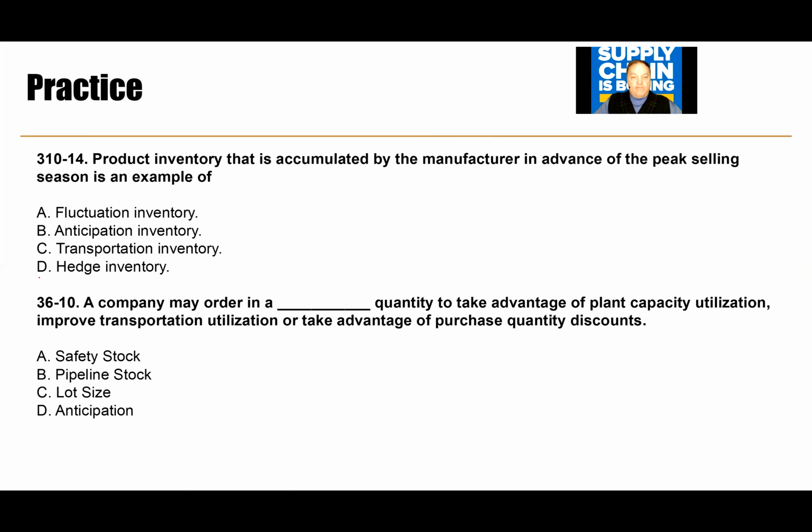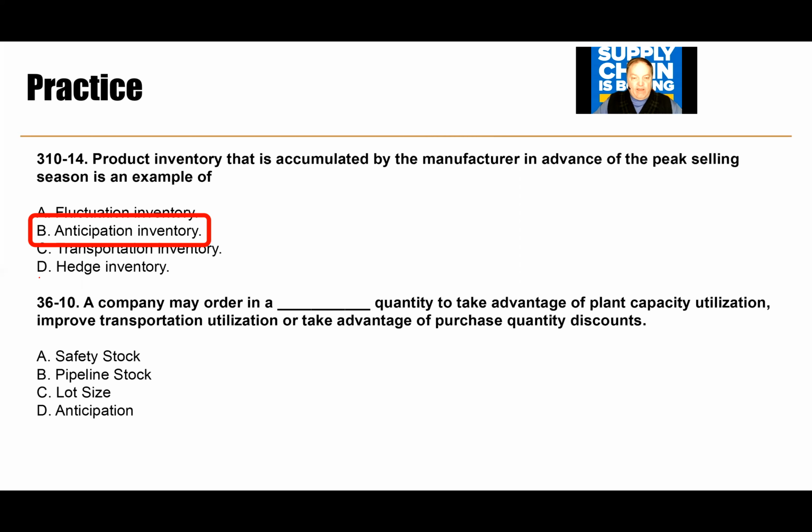310.14. Product inventory that is accumulated by the manufacturer in advance of the peak selling season is an example of fluctuation, anticipation, transportation, or hedge. Best answer, anticipation inventory. Fluctuation inventory is decoupling or buffering to protect against random demand variations. C, transportation inventory is an inventory type resulting from product moves. And D, hedge inventory is a protection against uncertainty, primarily for financial benefit.